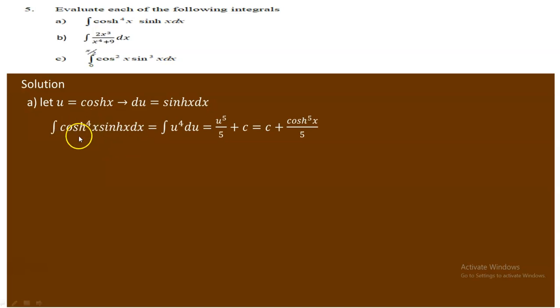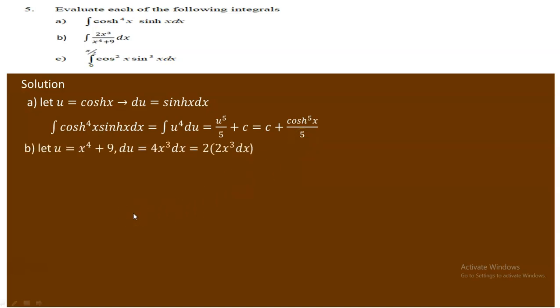In place of cosh x, let us use u to the power of 4, and sinh x dx is du. So this is u to the power of 5 over 5 plus a certain constant c, but we knew what u is. It is cosh of x. So finally, cosh x to the power of 5 over 5 plus c.